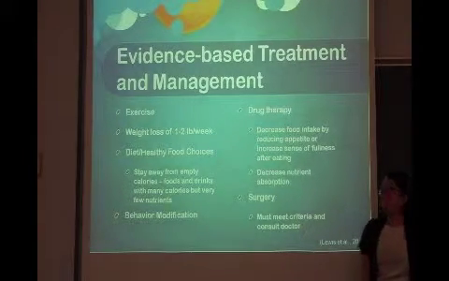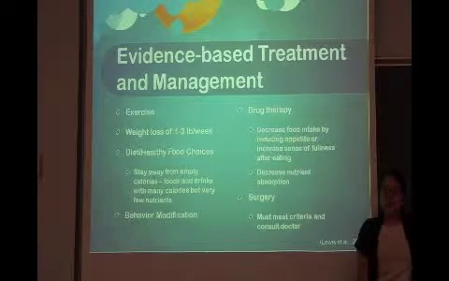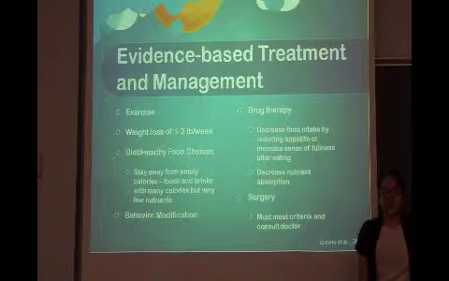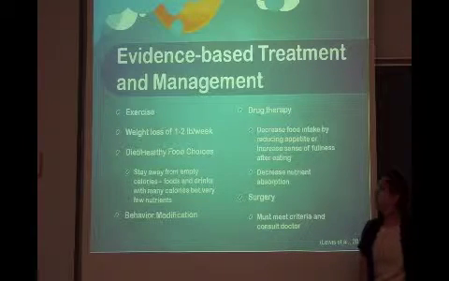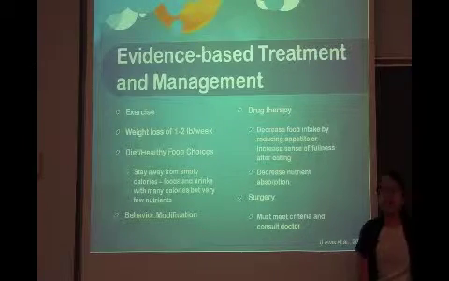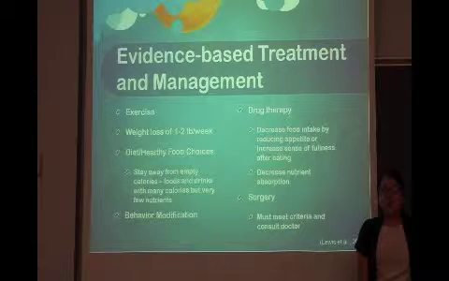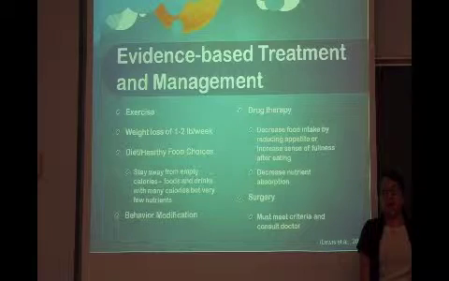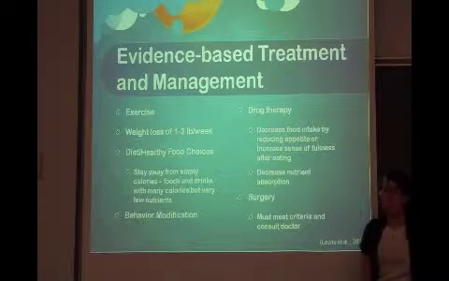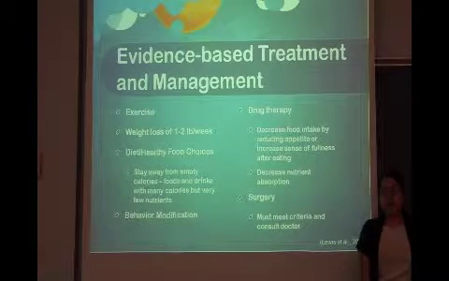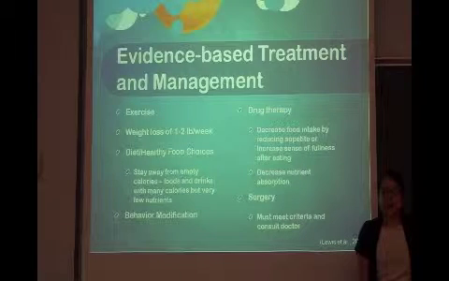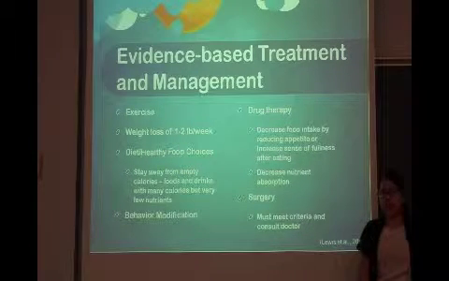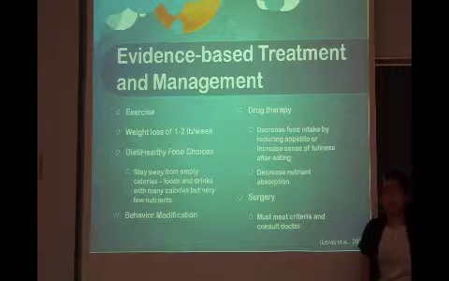Evidence-based treatment and management. Exercise, weight loss of 1 to 2 pounds a week is considered healthy. Also watch your diet and healthy food choices. So you stay away from empty calories, which are foods and drinks with many calories but very few nutrients. Do behavior modification. There's also drug therapy, and they can decrease your food intake by reducing your appetite or increase your sense of fullness after eating, or decrease your nutrient absorption.